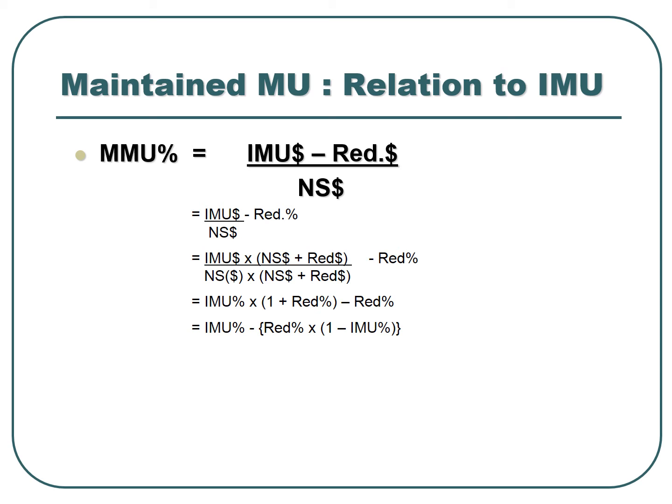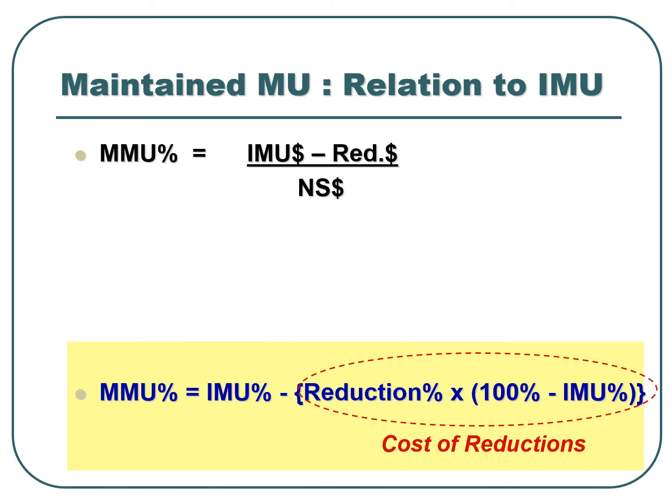You do not have to memorize all these step-by-step mathematical processes to reach the final formula, but we do have to remember the final formula, which is MMU percent equals IMU percent minus reductions percent times (100% minus IMU percent). So you take the complement of IMU percent, 100% minus IMU percent, and multiply that by the reductions percent. That will be a small number, and that much has to be subtracted from the IMU percent to calculate the MMU percent.